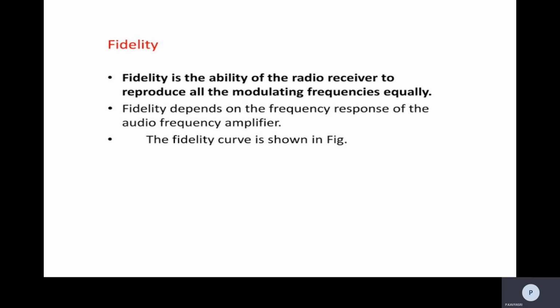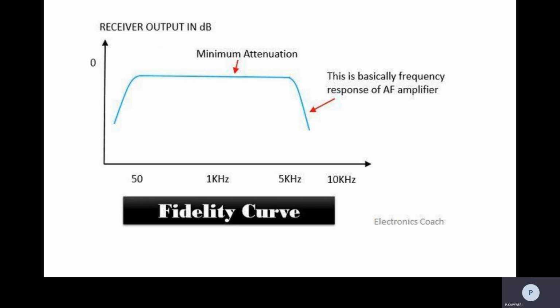In simple words, fidelity is the ability of a receiver to reproduce all modulating frequencies equally. So I repeat the three definitions again. Selectivity is the ability of a receiver to select a signal of a desired frequency and to reject all other frequencies. Sensitivity refers to the ability of a receiver to pick up the weak signal and amplify it. Fidelity refers to the ability of a receiver to reproduce all the modulating frequencies equally. So that is about the definitions of selectivity, sensitivity and fidelity.